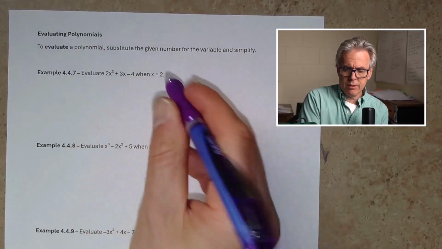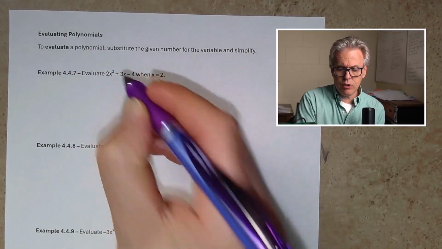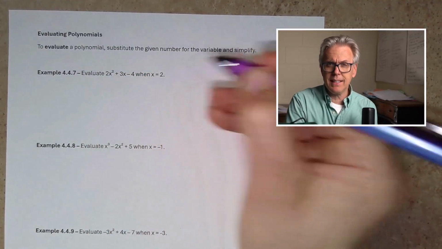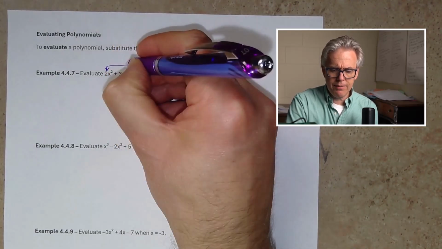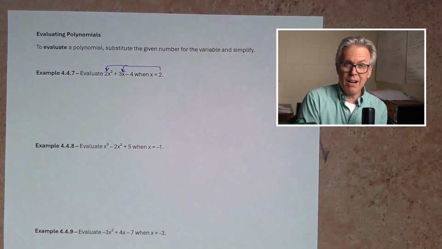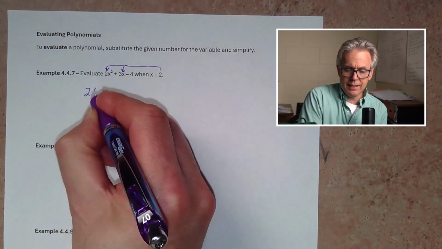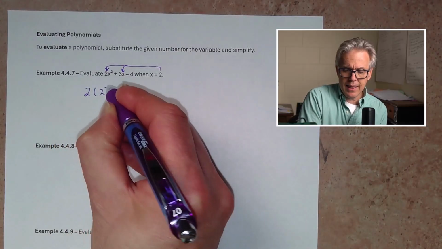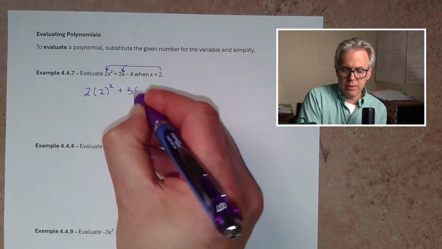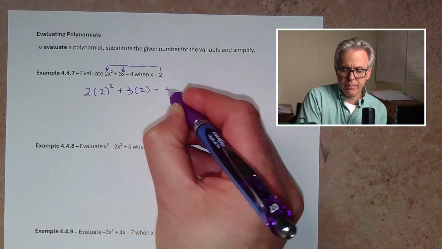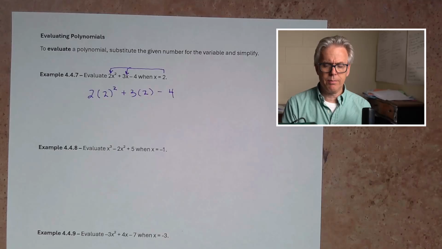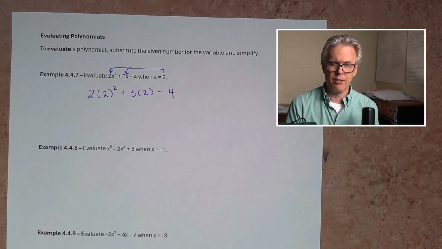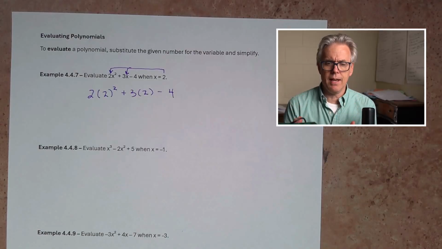So here we go. We are going to evaluate 2x squared plus 3x minus 4 when x equals 2. I'm going to take that 2, and I'm going to plug it in wherever I see an x. And I recommend doing this step, writing it down. Even with the calculator, I highly recommend writing out what you're going to put in. Over half the mistakes that I see students make could have been removed completely if they had just written down what they're going to do.